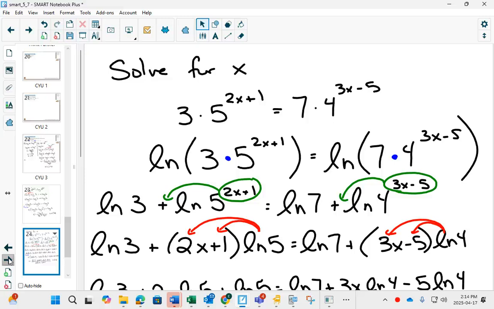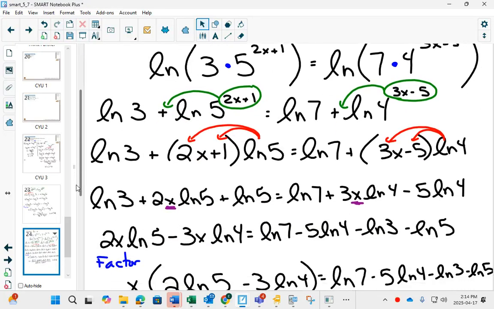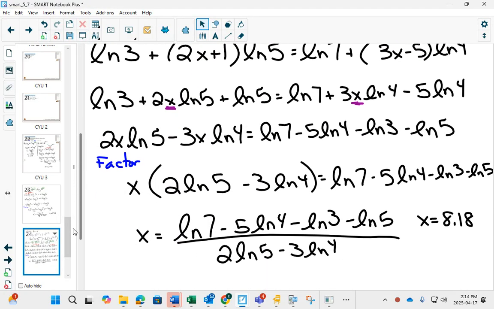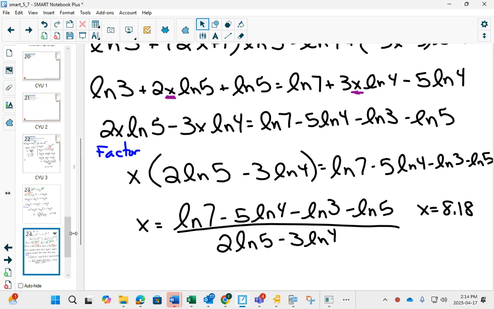If there's x's on both sides, you get your x's onto one side so that you can factor, and then you can solve. Okay, questions for practice. 7, 8, 10, and 12.